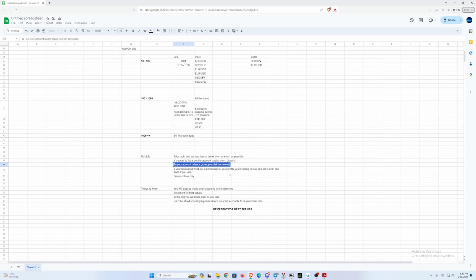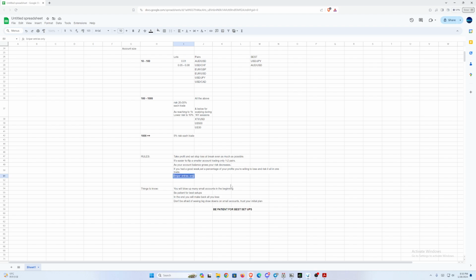And the third rule is as your account balance grows, your risk must decrease. I've shown it in here previously, and you should understand that by now. And the other one is if you had a good week, set a percentage of your profits you are willing to lose, like risk it all at once in one trade, so you can make a lot of money at once, like you can double your account. But if you lose that trade, you won't be in so much pain. But if you won, you will have your account doubled or tripled, something like that.